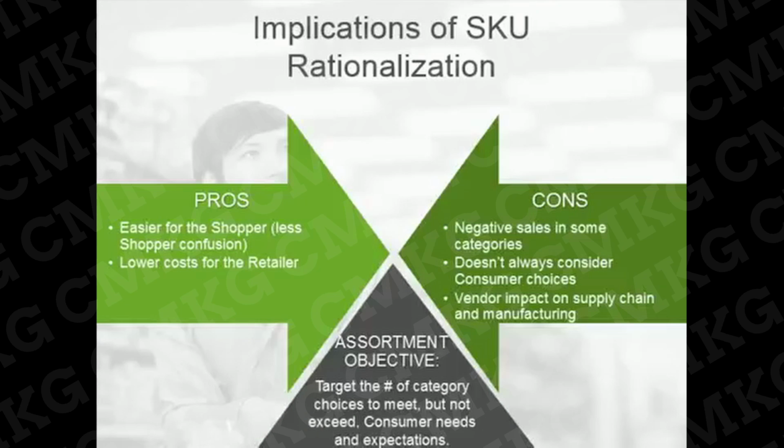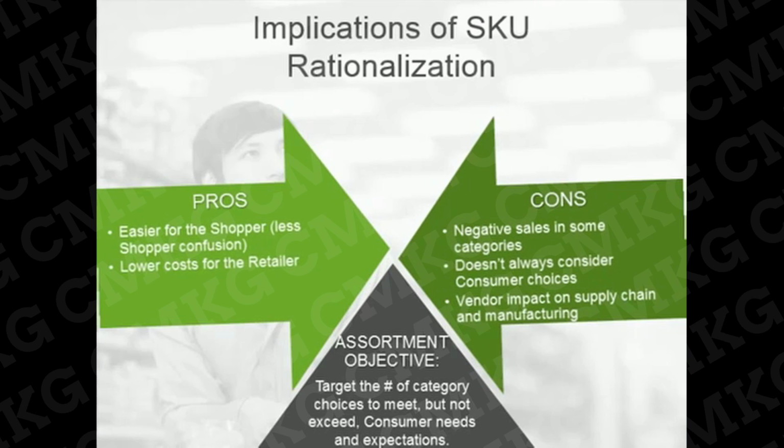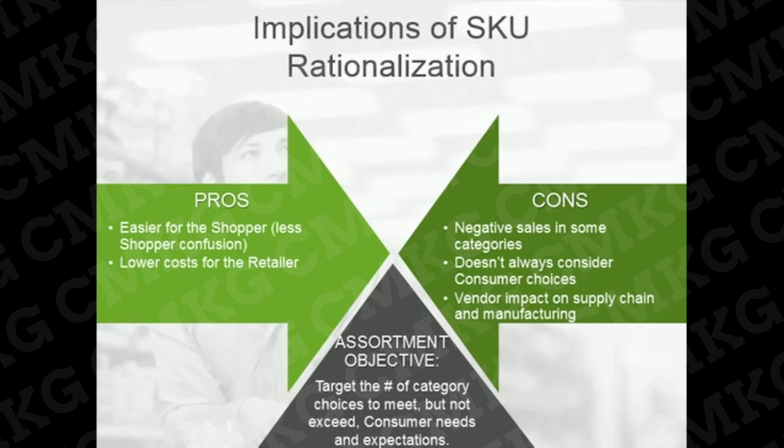The objective in assortment is to accurately target the number of choices that a retailer offers in a category, while meeting but not exceeding the needs of the target consumer. Once again, it's a balance to determine the appropriate range to meet both the retailer and consumer needs.